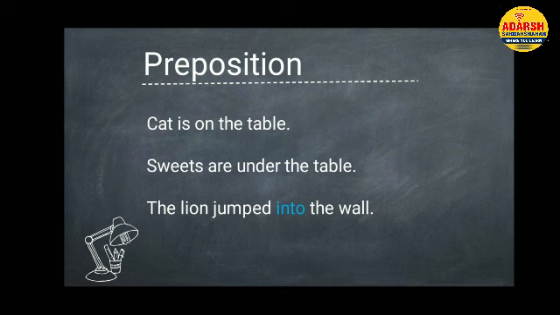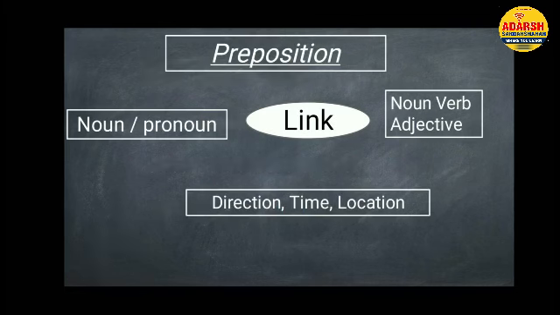Now let us revise what is a preposition. A preposition is a word used to link a noun or a pronoun with other words in the sentence. Link here means, as I told you, the preposition provides a relation between a noun or a pronoun and other words in the sentence, and it also makes a sentence complete.